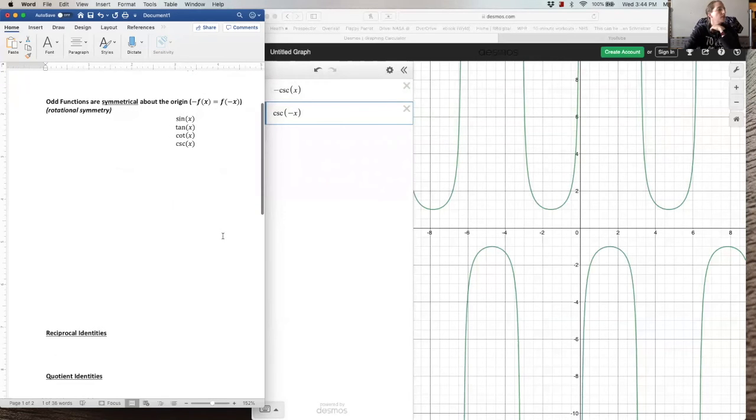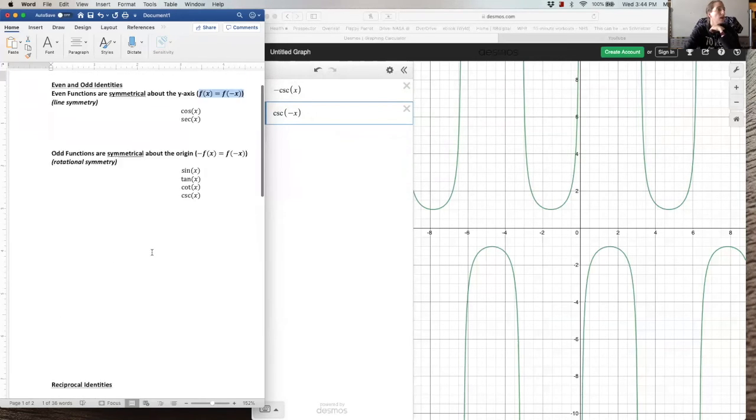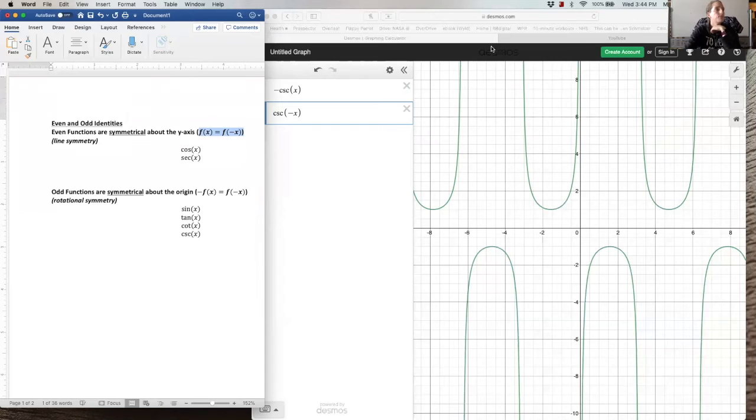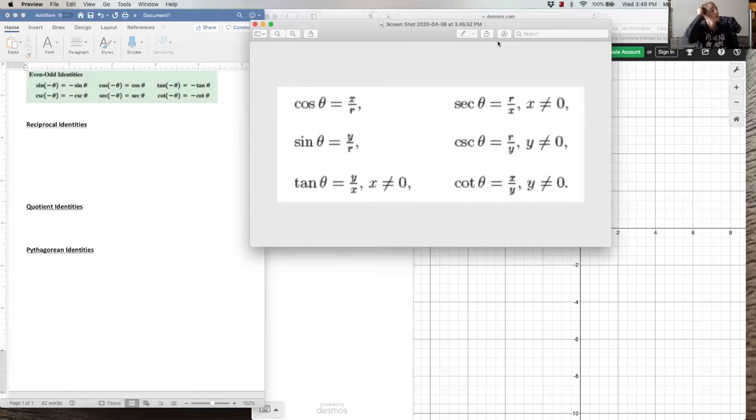Next we're going to quickly review reciprocal and quotient identities. So next let's talk about our reciprocal identities.